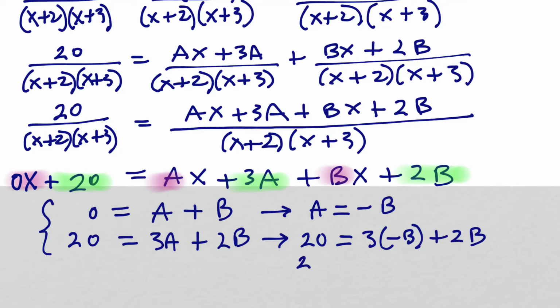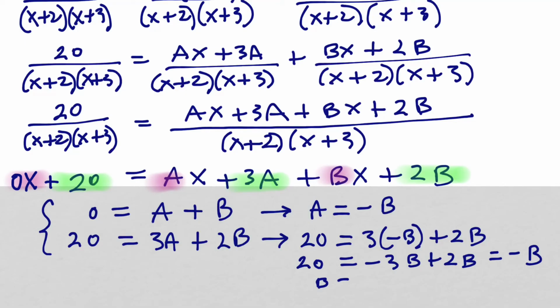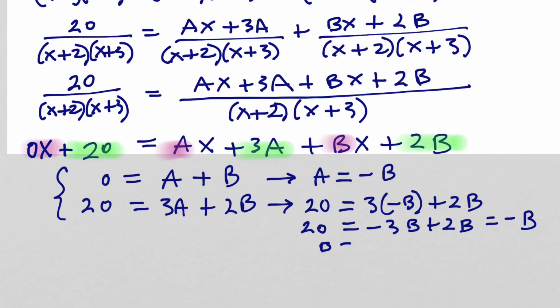And then if I combine like terms right here, I've got negative 3B plus 2B. That's going to equal minus B. Negative 3 plus 2 is negative 1, so this is negative 1B. So this tells me that B is equal to negative 20. All right, so I have B.